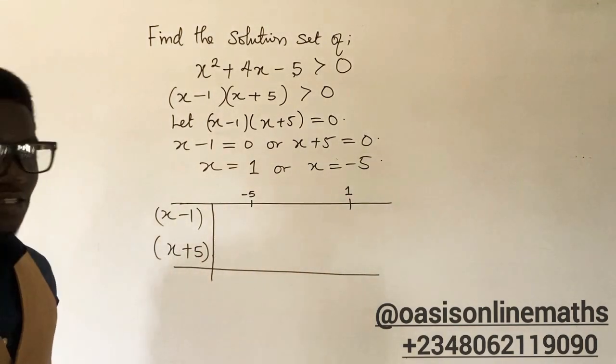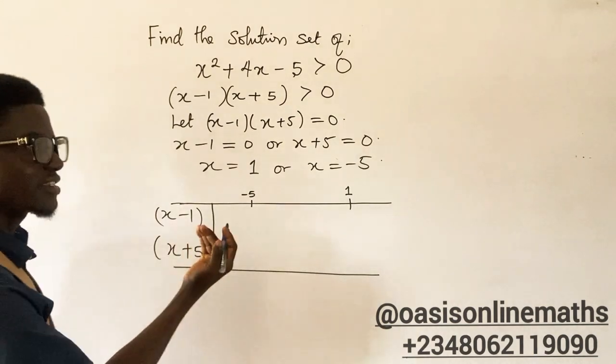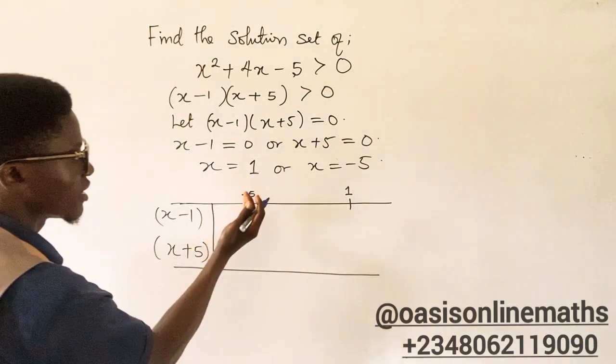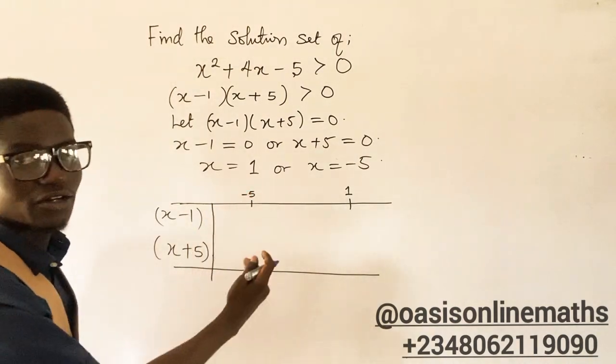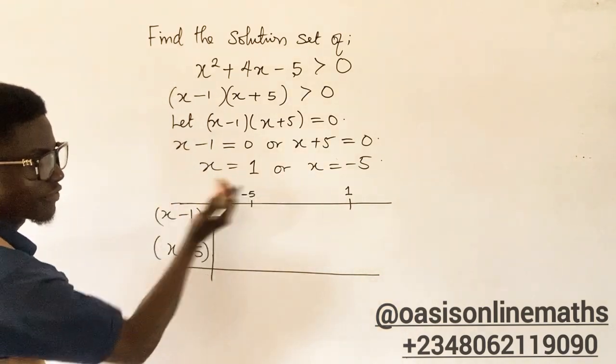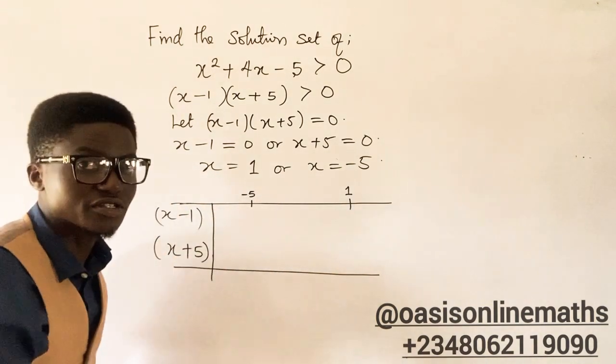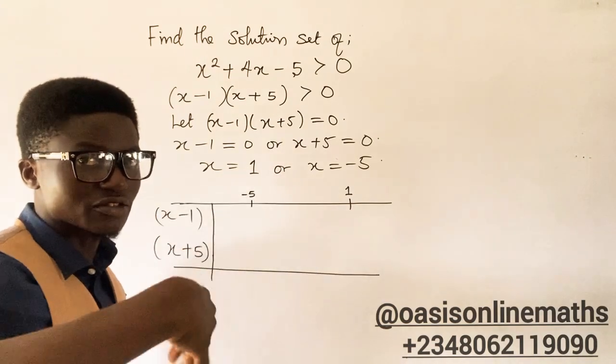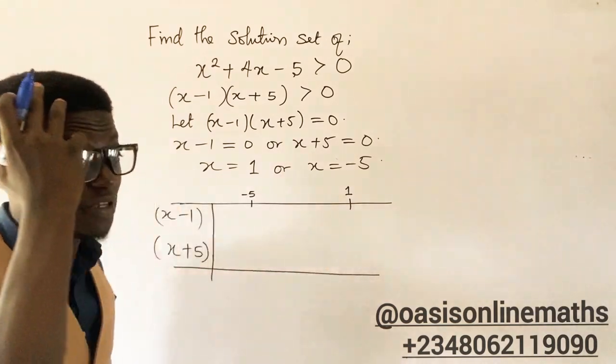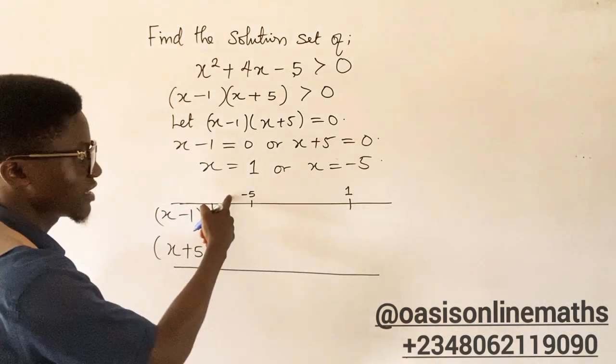Then we ask ourselves, what are the possible numeric values that are less than minus 5? We have minus 6, minus 7, minus 8, minus 9, minus 10, minus 500, and so on and so forth. So let's pick any one of them. Let's say minus 6, after this minus 5.